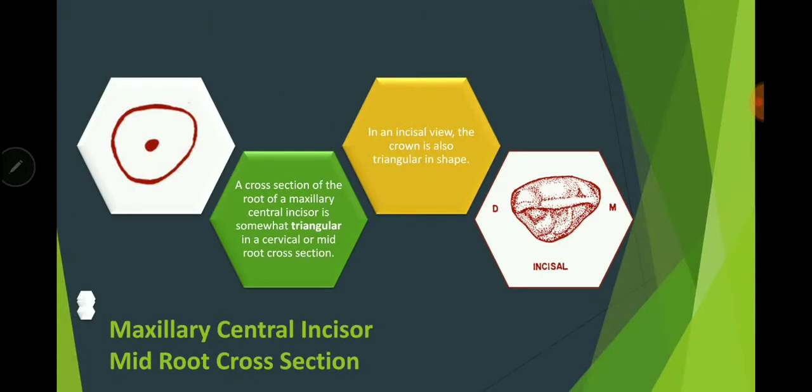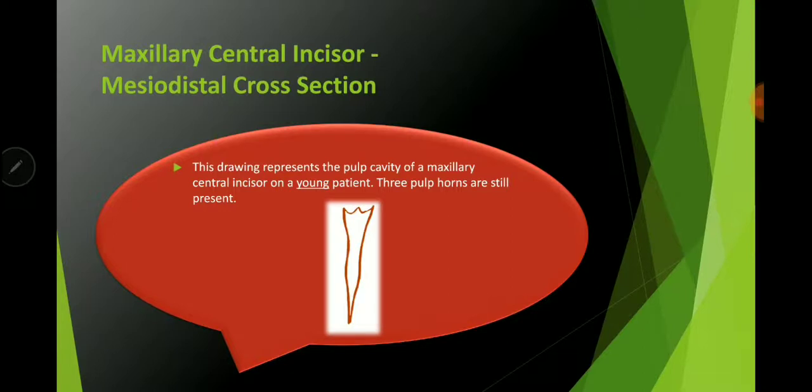So maxillary central incisor, this is a mid-root cross section. A cross section of the root of the maxillary central incisor is somewhat triangular in the cervical and middle root section. In the incisal view, you can also see there's a triangular shape. This is a mesiodistal cross section, a drawing which represents the pulp cavity of the maxillary central incisor on a young patient. You can see 3 pulp horns there.